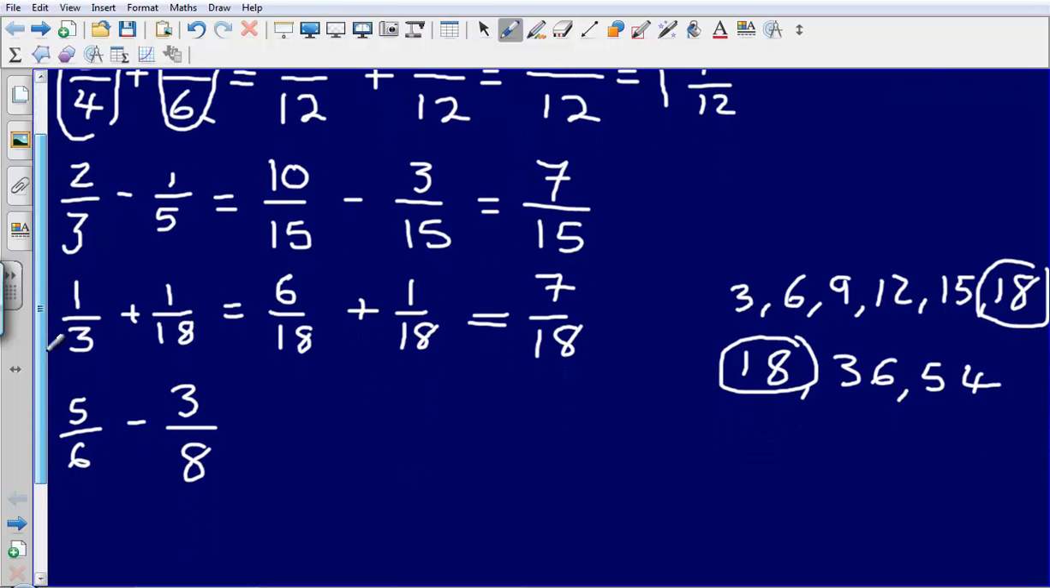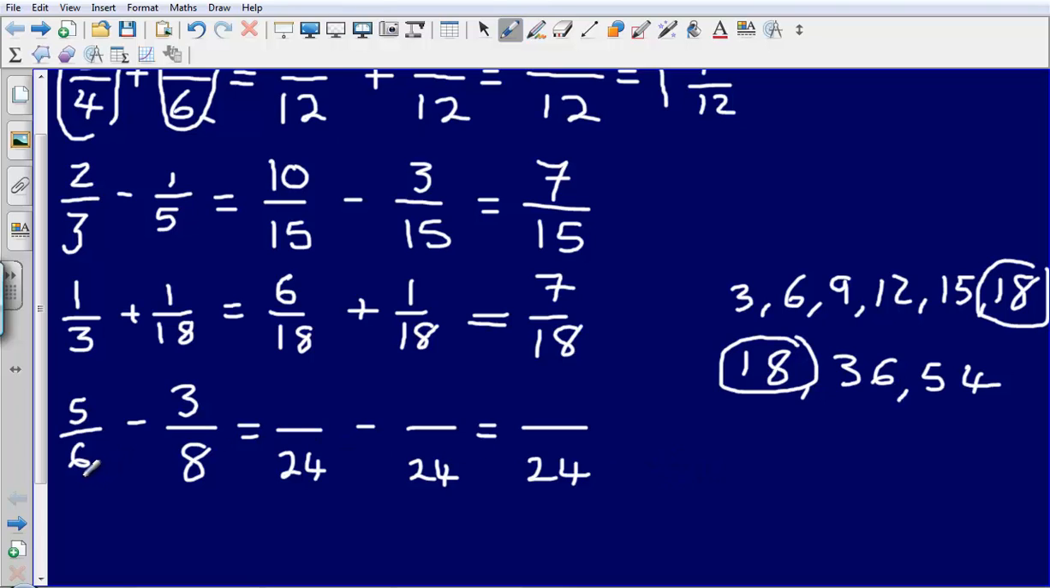Okay, last one, we've got 5/6 minus 3/8. So let's figure out the lowest common multiple here. The lowest common multiple for this one is going to be 24. So the lowest number that is in the 6 times table that is also in the 8 times table is 24. I'm not going to write this out every time, but if you're not sure what the lowest common multiple is, just list each times table until you find the smallest one that's in both.